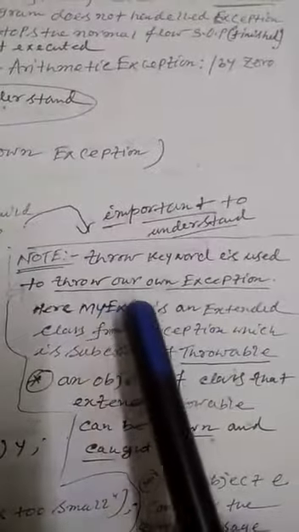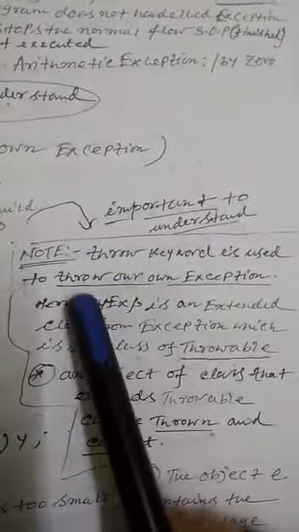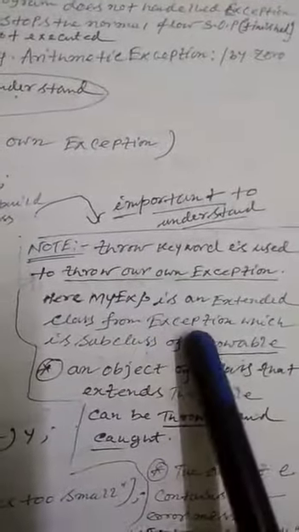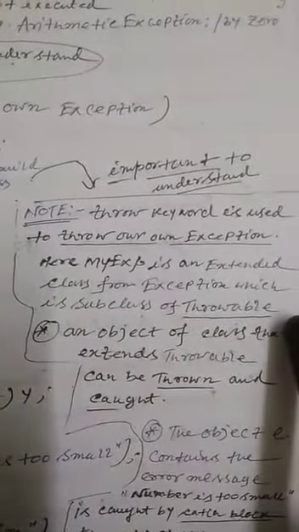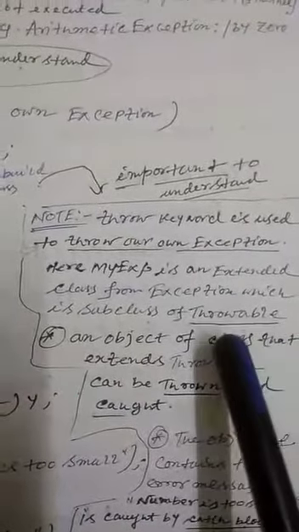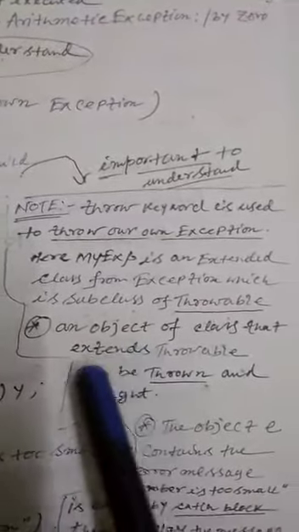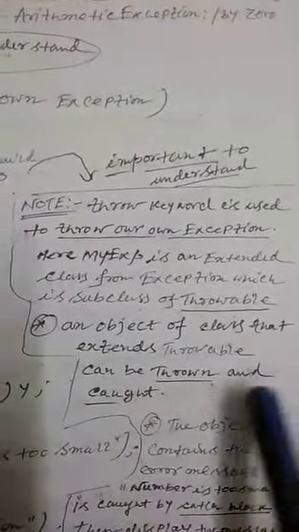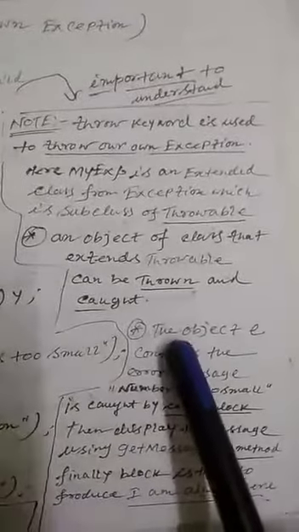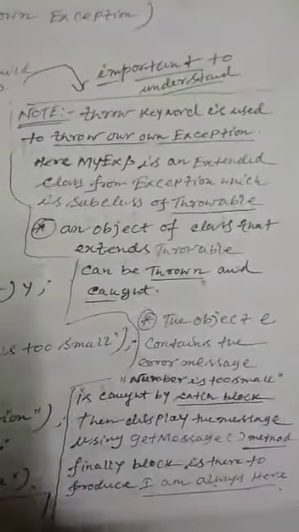MyException is the class that we have created from the inbuilt Exception class. It is a subclass of Throwable. Yes, we know that Throwable is an inbuilt class; in our previous video lecture we have discussed it. An object of a class that extends Throwable can be thrown and caught. We have already demonstrated this. Now the object e contains the error message.